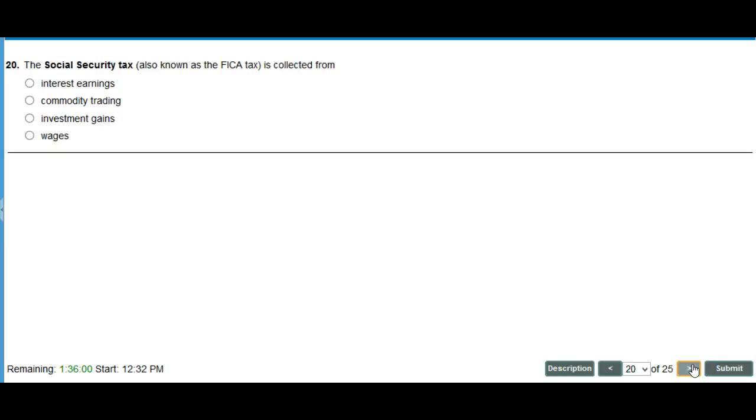Question 20. The Social Security tax, also known as the FICA tax, is collected from interest earnings, commodity trading, investment gains, wages.